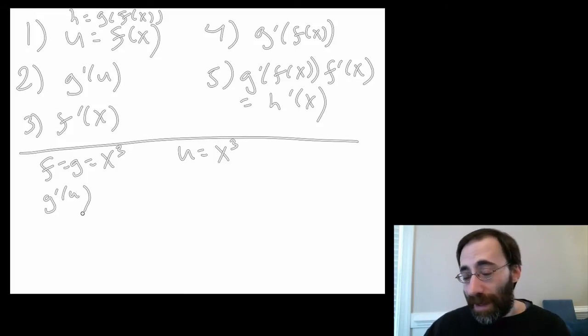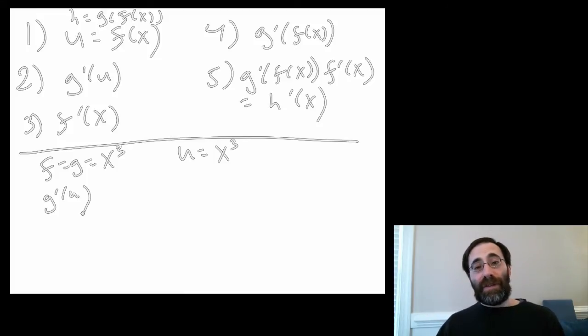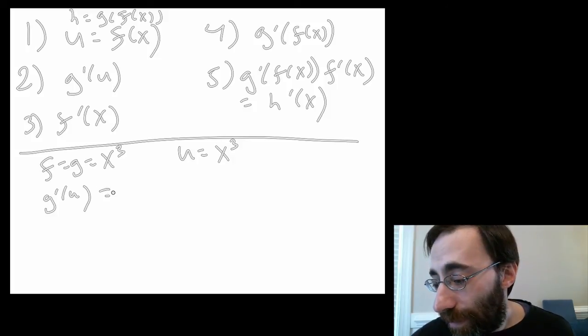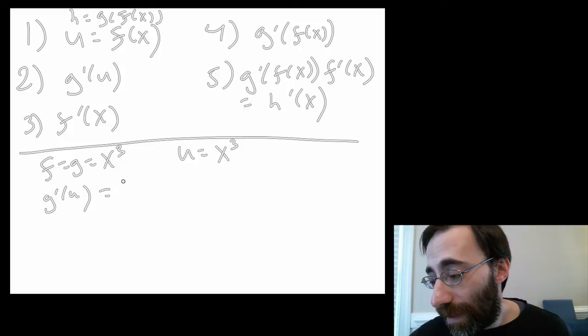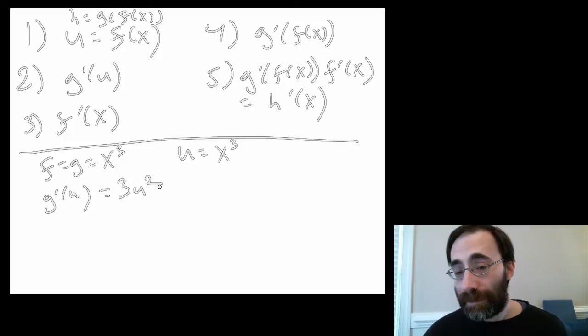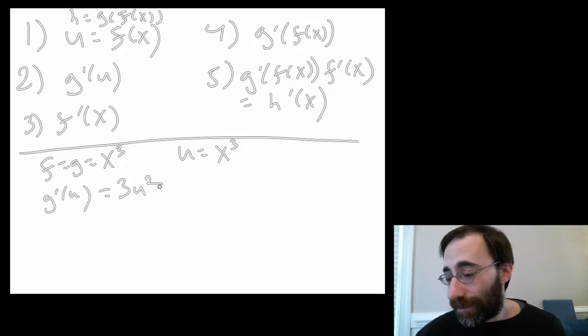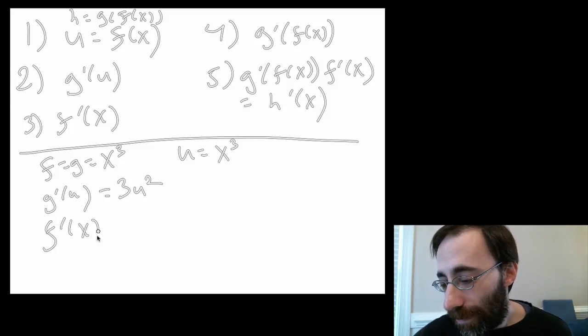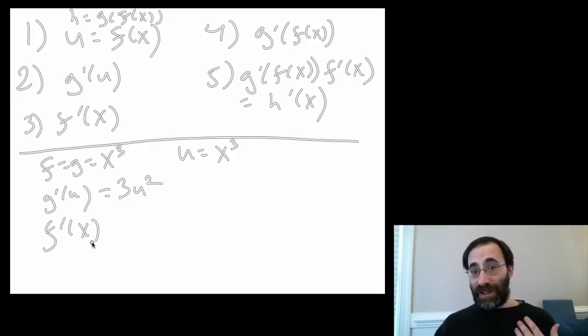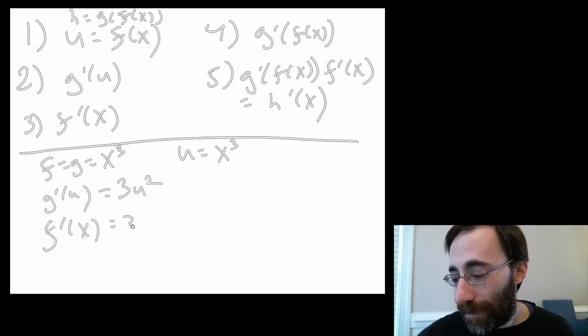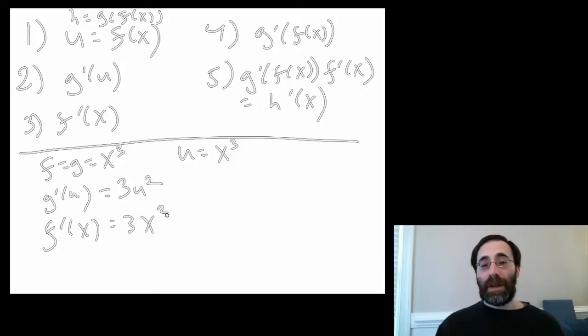So there's that. What's g prime of u? Well, the derivative of x cubed we saw in the previous module was just 3x squared. So the derivative of g of u is just 3u squared. So that's step 2. Step 3 is the derivative of f of x. Well, f of x is also x cubed, so that's just 3x squared. Now step 4, we replace g prime of u and replace u with f of x.